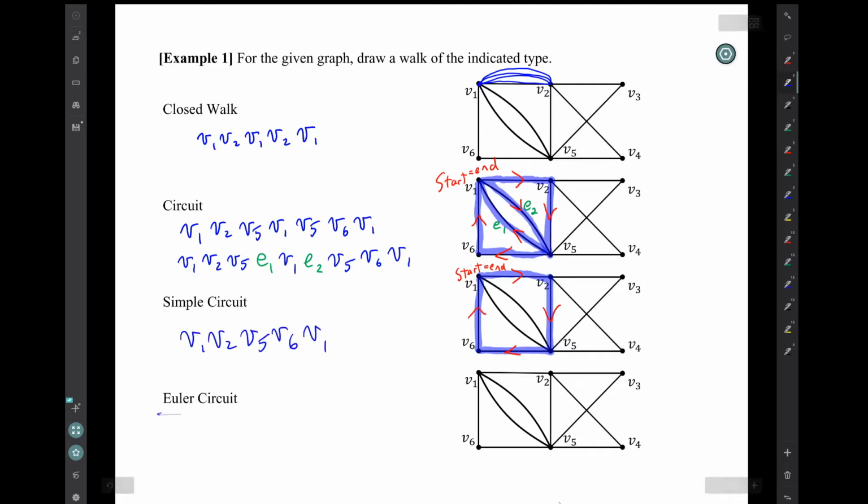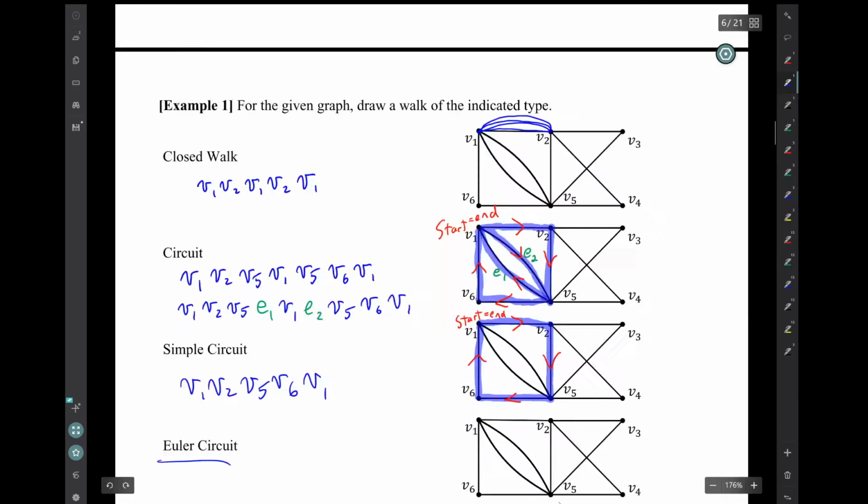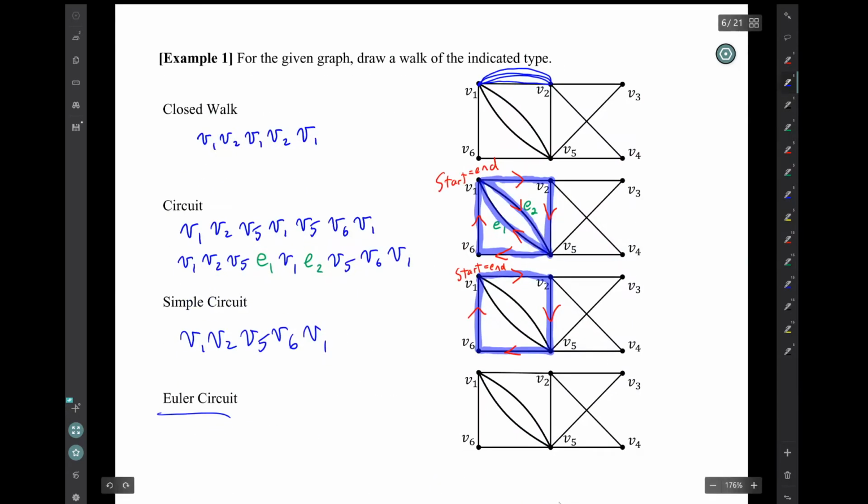Now finally, an Euler circuit. Let's go back up and see what an Euler circuit has to be. An Euler circuit has to start and stop at the same vertex, has to contain at least one edge, must use every edge, but cannot repeat any edges, has to use every vertex, but vertices can be repeated. Well, here's my Euler circuit.